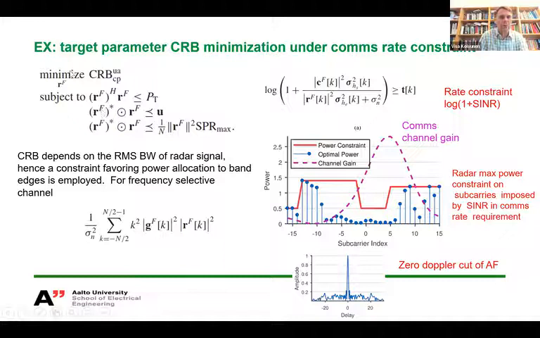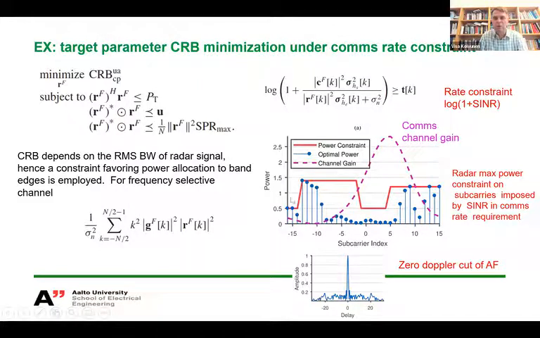A similar example is here, to minimize the Cramer-Rao bound for target parameter estimation. Again, there are a bunch of constraints, a power constraint. Then we also have a per-subcarrier power constraint that is imposed by the rate constraint for the communication system. So our radar is allowed to use a certain amount of power on certain subcarriers to make sure that the signal to interference plus noise ratio at the communication part remains sufficiently high. And then we have an additional constraint that spreads the power over a broader bandwidth, so it tends to allocate power more on the band edges to give higher range resolution.